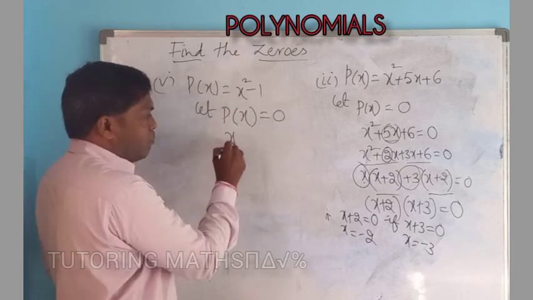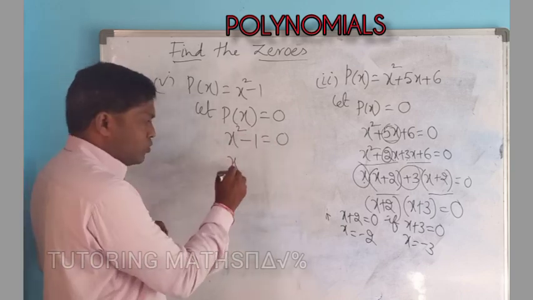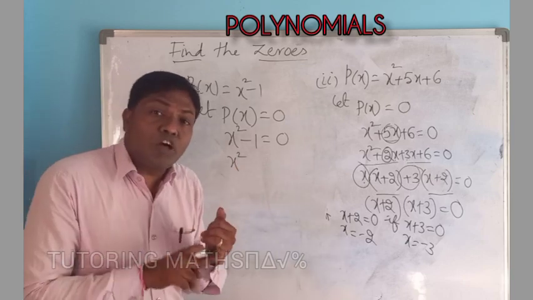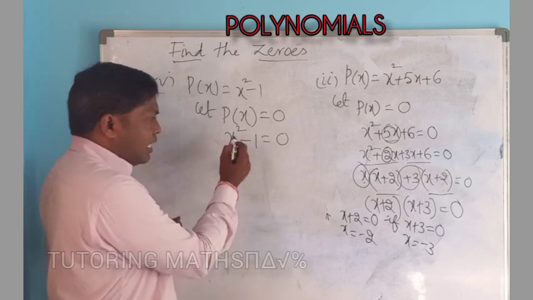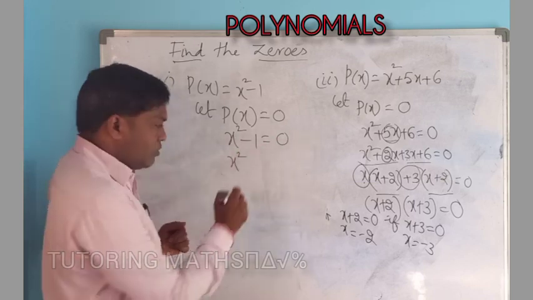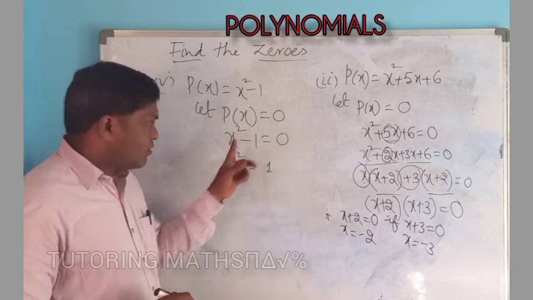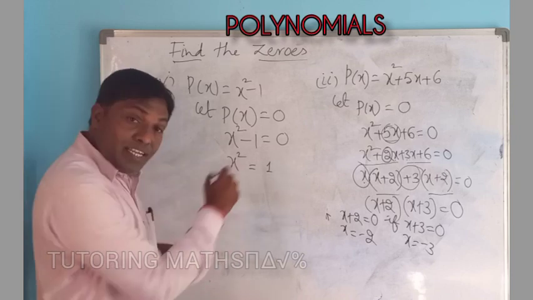This means the polynomial x square minus 1 is equal to 0. Now, in this equation we are going to find the value of x. That's it. x square minus 1 is equal to 0. Then x square becomes minus 1 becomes plus 1, because when minus 1 is shifted to the right side, minus becomes plus. x square is equal to 1.